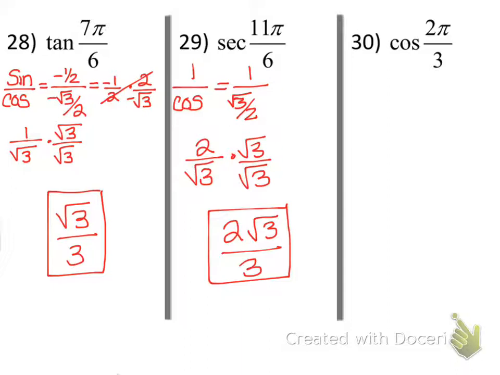And then if we look at 30, this one's very straightforward. I want just the cosine value of 2 pi over 3, which is in your second quadrant, so the answer is negative 1 over 2. So you have to do a little bit more work with some of the inverse functions, but for some of them, it's just as simple as what we did on the page before.